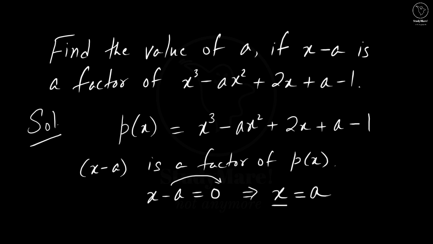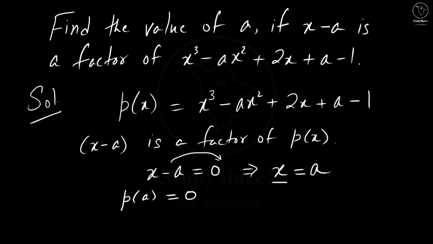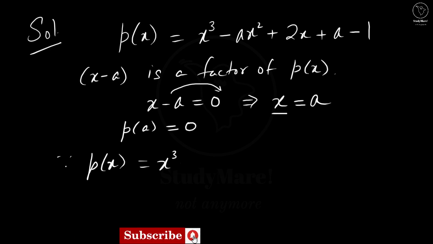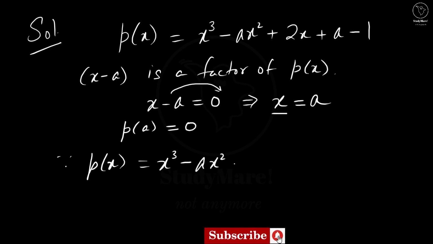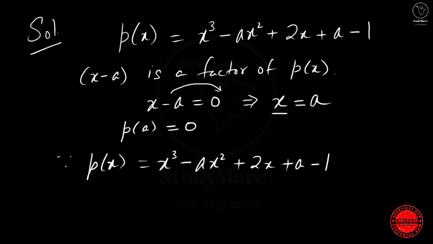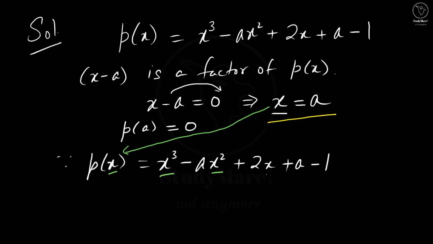Since this is a factor, that means p of a must also be equal to 0. That is what the remainder theorem says. Now since p of x is equal to x cubed minus ax squared plus 2x plus a minus 1, and we have got x is equal to a because x minus a is a factor of this given expression, we can substitute the value of x in this polynomial. That means wherever we have x, just put a.